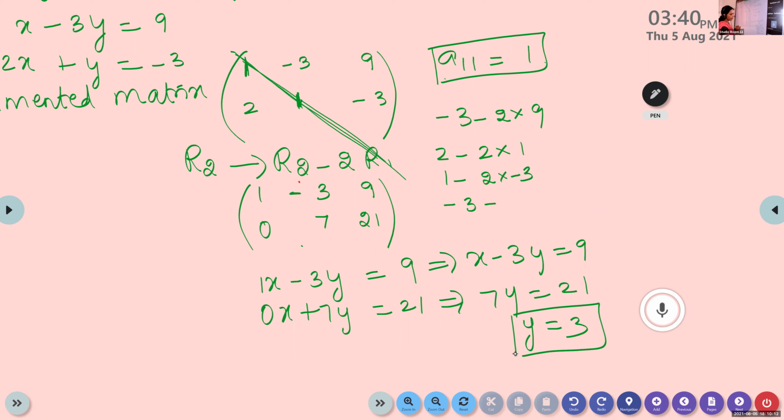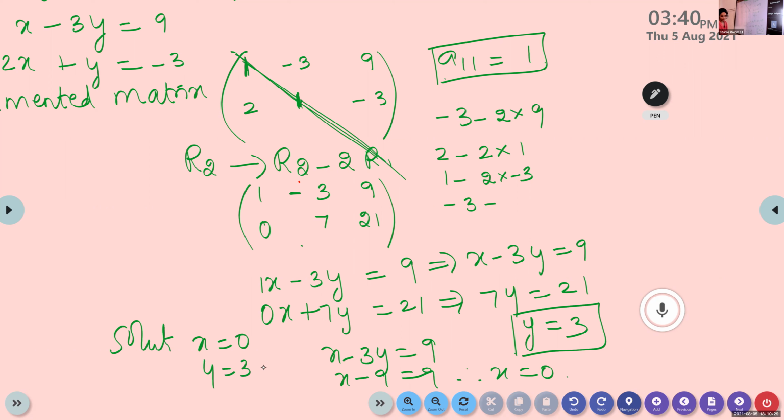Therefore, what is the value of y? y is 3. Substitute in the first equation: x minus 3y is equal to 9, so x minus 9 is 9. Therefore, x is 0. So the solution is x is 0 and y is 3. This method we call the row reduction method, because we reduce the rows. Is it okay? Is it clear, children?